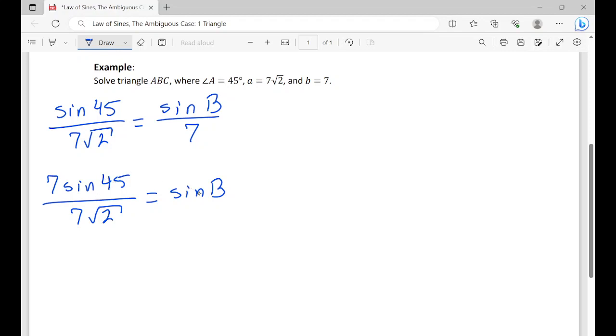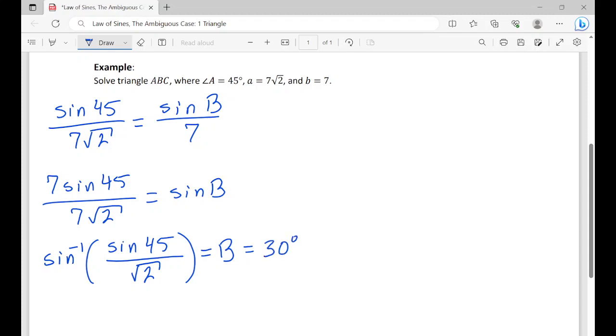But regardless, I'm going to take the arc sine of both sides. So arc sine of sine 45 over square root of 2. I decided to simplify. And it's going to give me B. Now when I plug this into my calculator, and make sure you're in degree mode and not radian, we're going to get B equaling 30 degrees. So angle B is equal to 30 degrees.